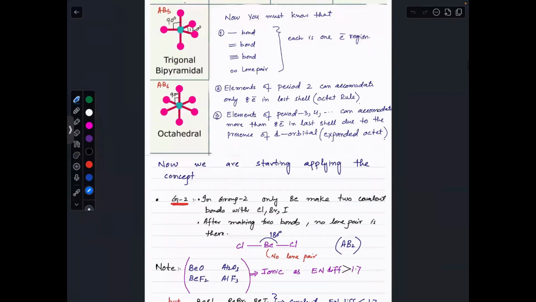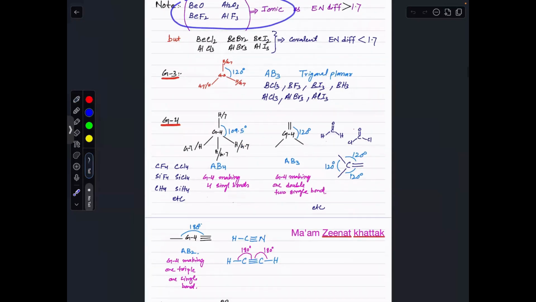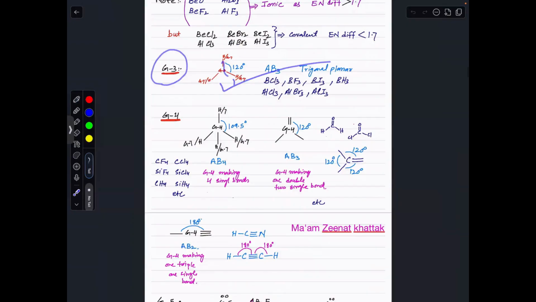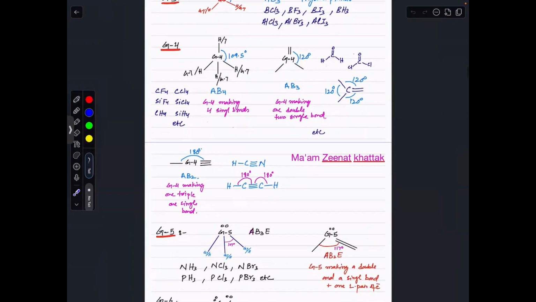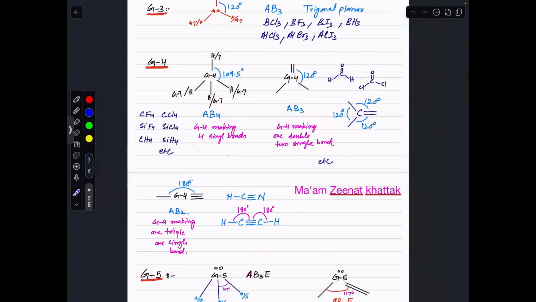I have explained all these in too much detail. Look, all the examples, like how the group 3 elements and group 4 elements behave. If the group 4 element has 4 single bonds, then it's AB4. If the group 4 element is making 1 double and 2 single, like 1 double is 1 region, 2 region, 3 region, it's AB3. This is the detailed explanation.